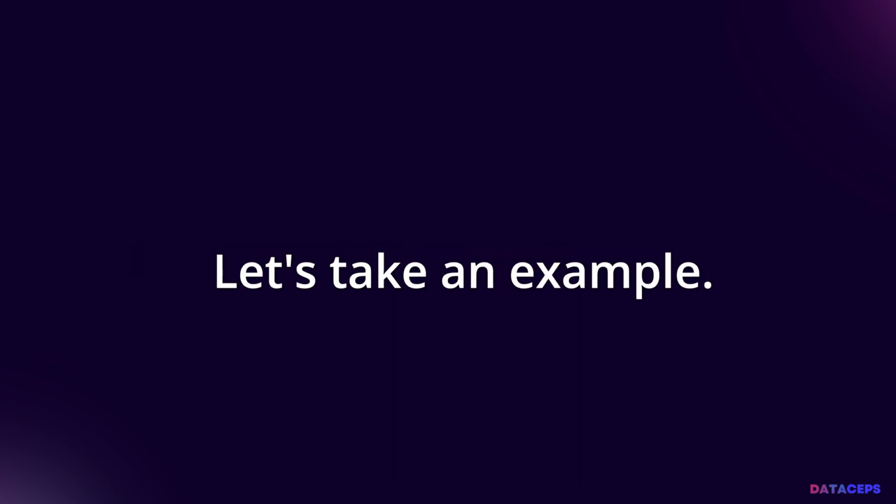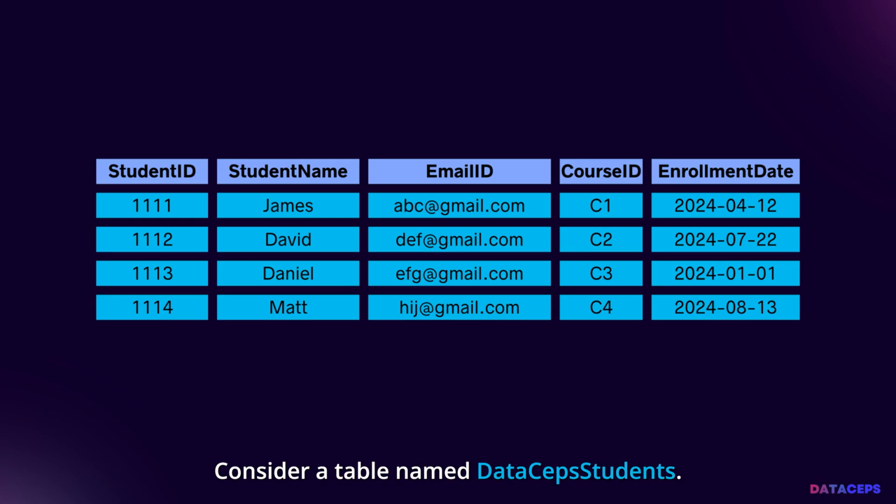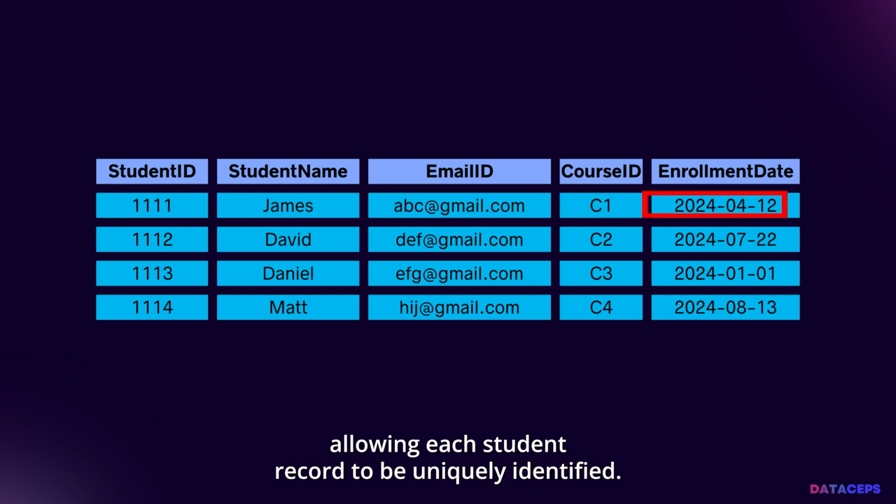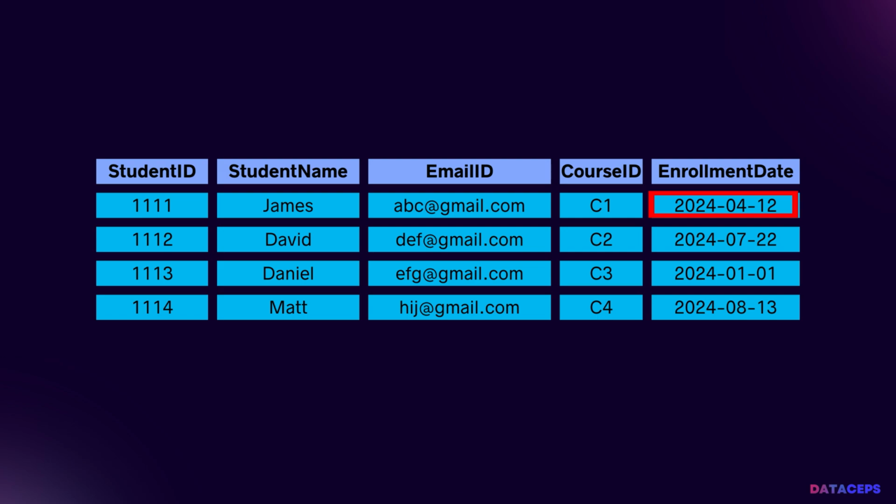To understand the concept of primary key, let's take an example. Consider a table named DataSEP Students. To uniquely identify each student, a primary key is needed. The student ID column could serve as this primary key, allowing each student record to be uniquely identified.